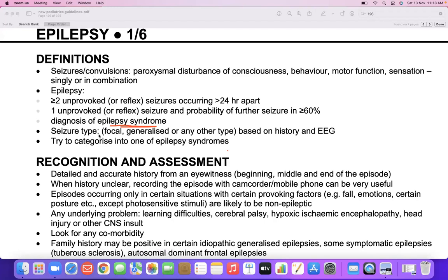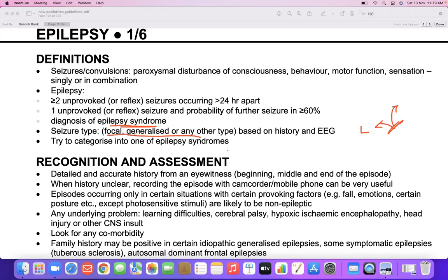Next is the seizure type. The seizure type can be focal, generalized, or any other type. As we know, suppose only one hand is moving, it will be focal. And focal again has simple and complex partial seizures. Simple means there is no loss of consciousness; the consciousness level will be okay. A focal seizure plus some disturbance in the conscious level will be a complex seizure.